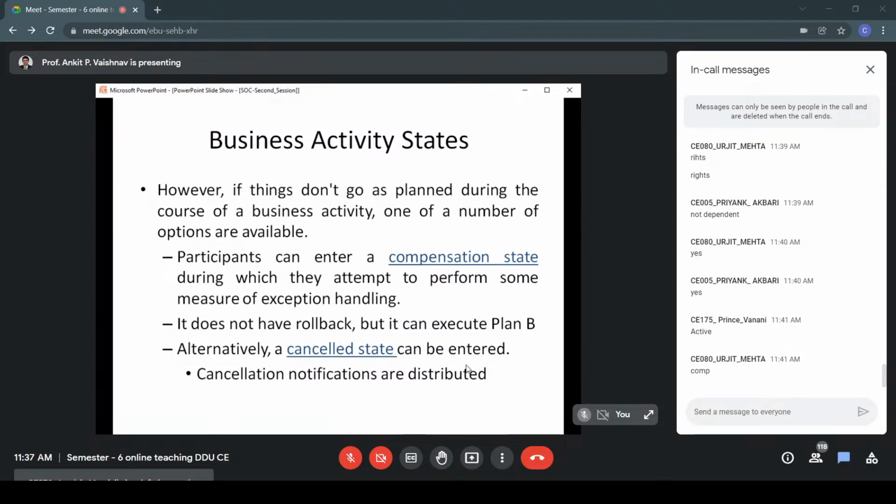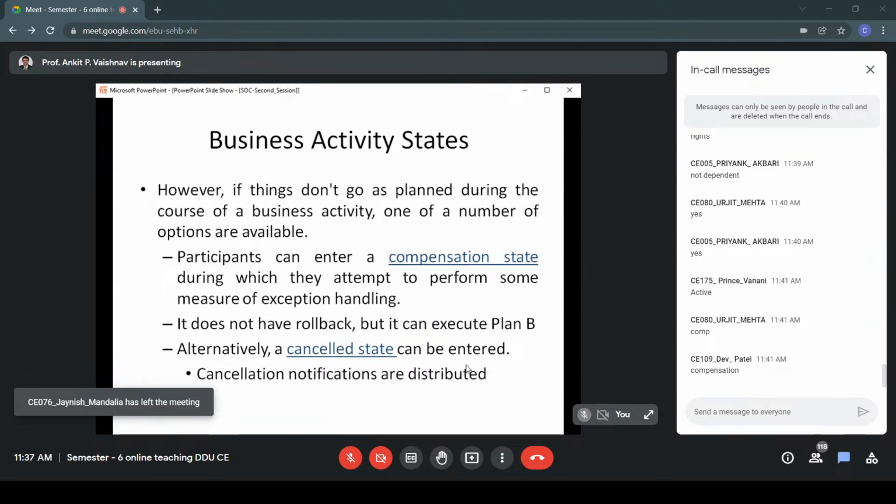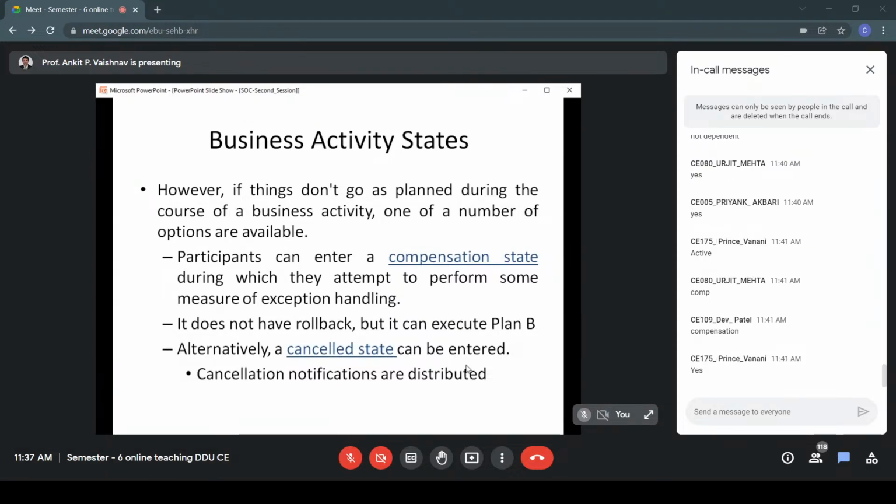While you are in switching, you will be in compensation state, right? Because you are doing exception handling. We cannot roll back. We have to switch to plan B. Then again, we go back to active state. After we have started plan B, we again go back to active state. Are you able to visualize these transitions that are happening? I don't have any diagram to support that, but I think you can understand, right? Yes or no?